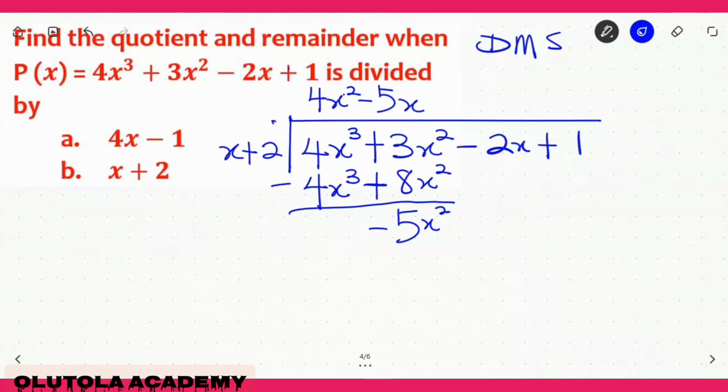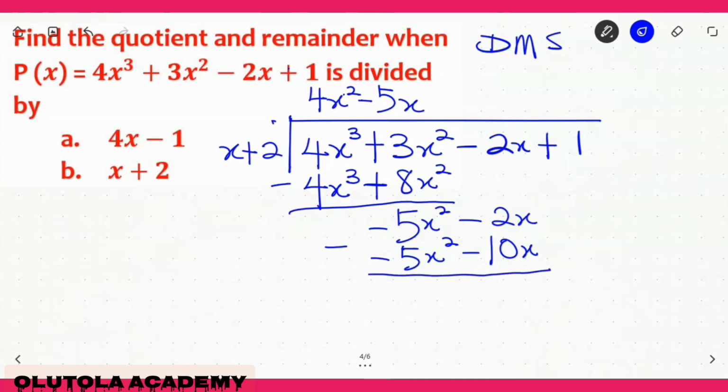Then I multiply. When I multiply, this is plus, so this will give us negative 5x square minus 10x. I multiply negative 5x up here with x plus 2, so I am having this. Then I'll have to drop this since I have another term, so I drop this. Then I do my subtraction, my S.